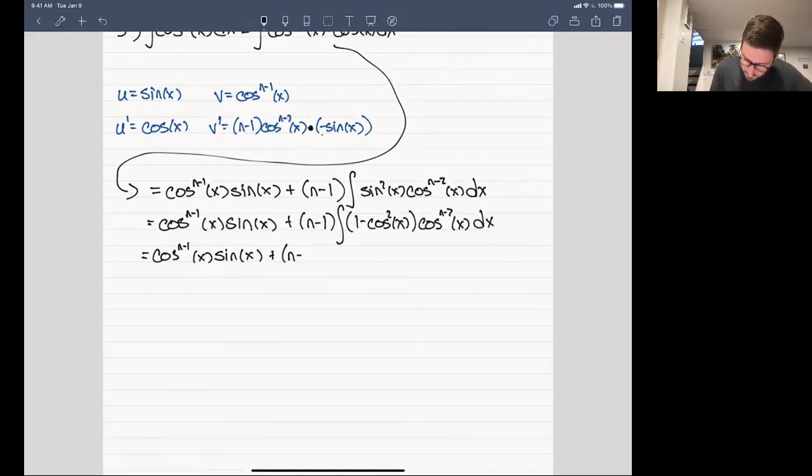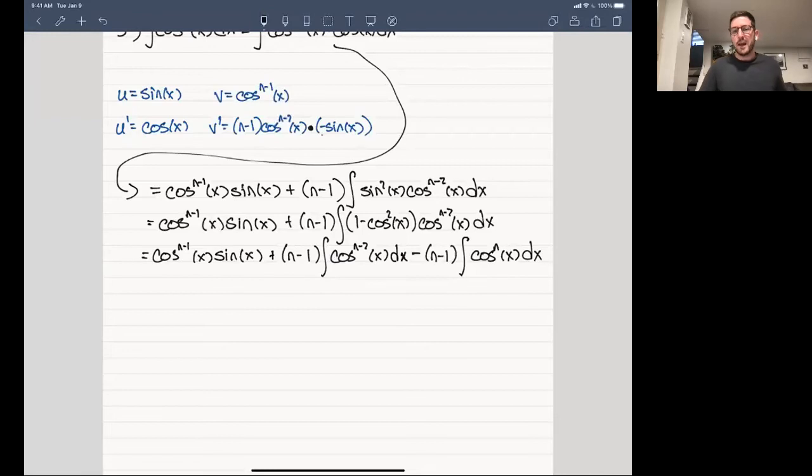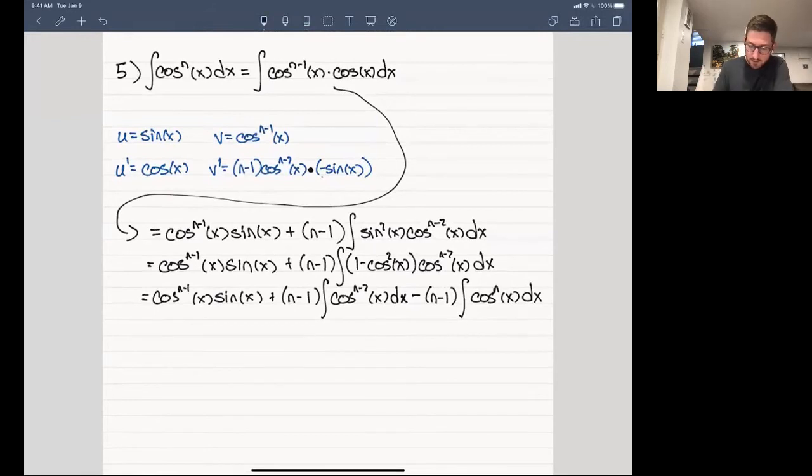Now, if we expand out that 1 minus cos squared term into separate integrals, I get the integral of cos n minus 2 of x dx plus n minus 1 integral. Sorry, I should have a minus out front coming from the minus cos squared. And I have a cos squared and a cos to the n minus 2, so I get cos of n again, dx. And it's just like what I did last time. I got back at the back end here the original integral that I started with. Remember, I started with cos of n.